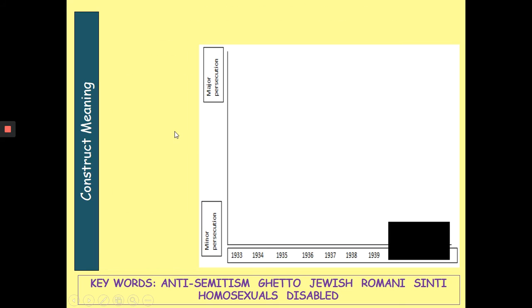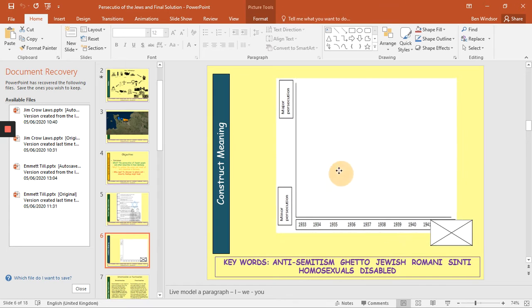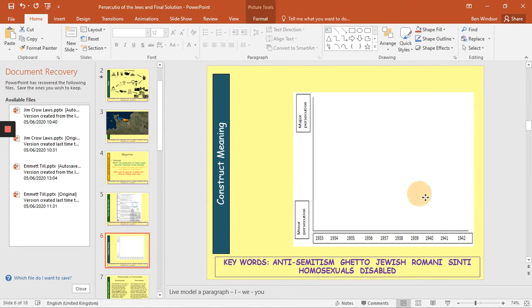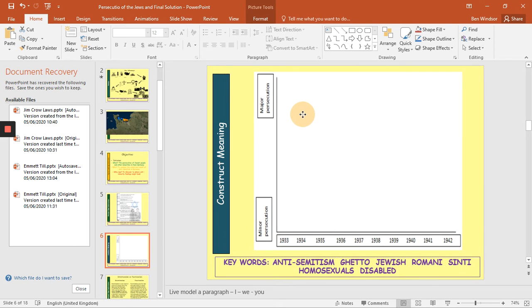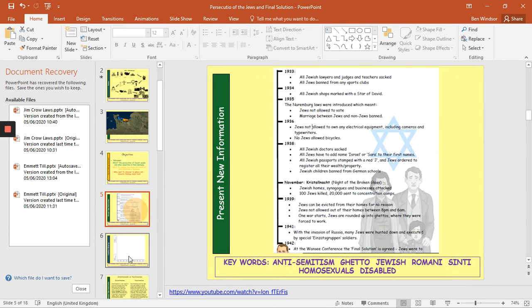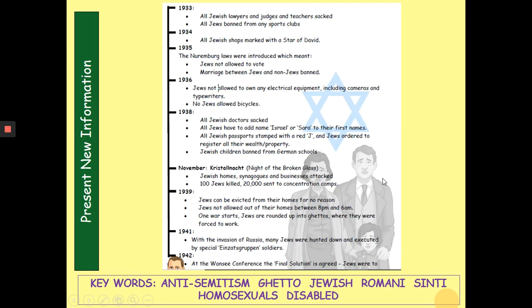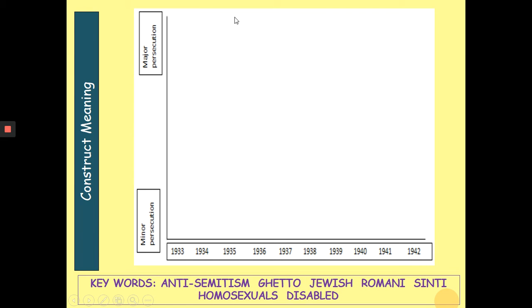Okay, so what I'd like you guys to do, ladies and gentlemen, is you're going to now create a living graph, I suppose this is called. So along your x-axis, you're going to have the year, and along your y-axis, you're going to have the level of severity of that law. Okay, so you're going to use the laws on the previous slide, and you're going to map them onto this graph.